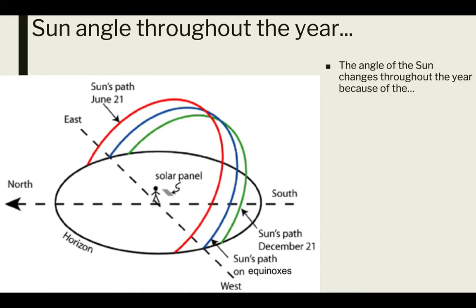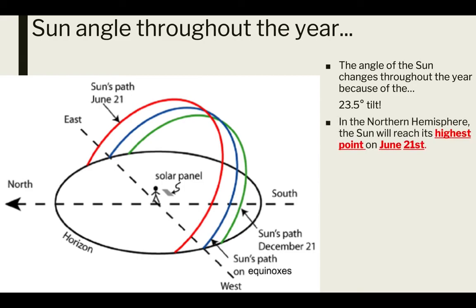Okay, so the angle of the sun changes throughout the year because the tilt is 23.5 degrees. That is super important. Why do we have seasons? Because the earth is tilted. Now get this. In the northern hemisphere, the sun will reach its highest point on June 21st. Okay, that's the red line. Summer solstice is what it's called.